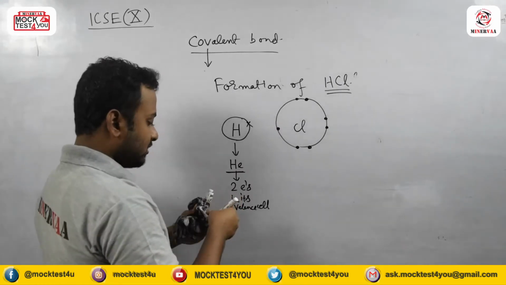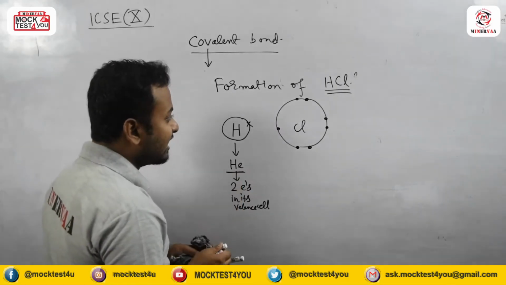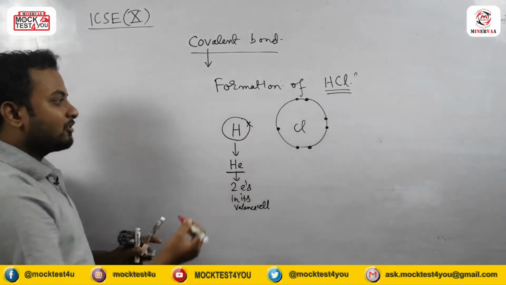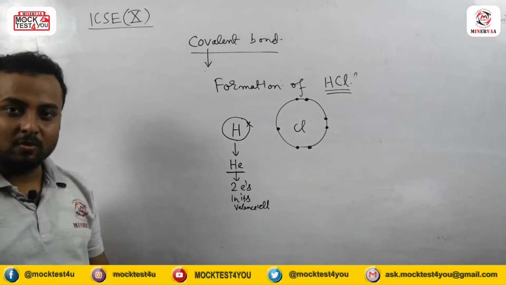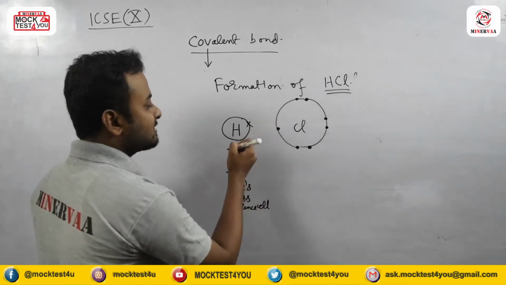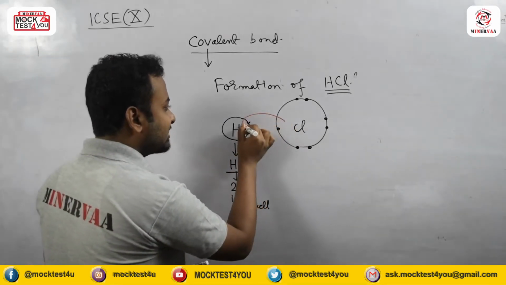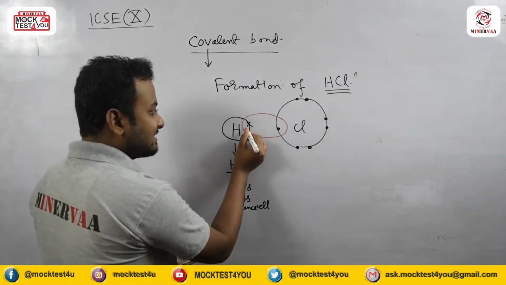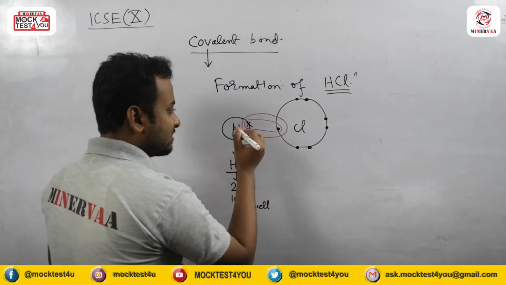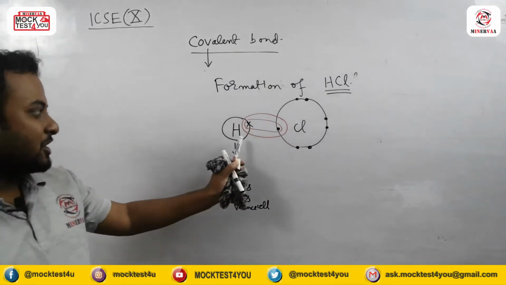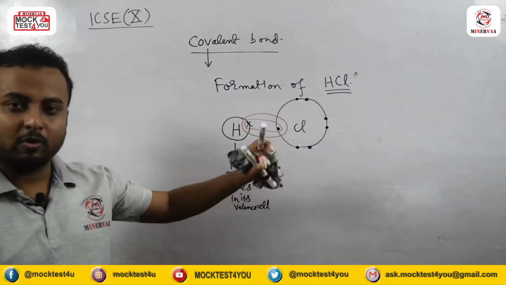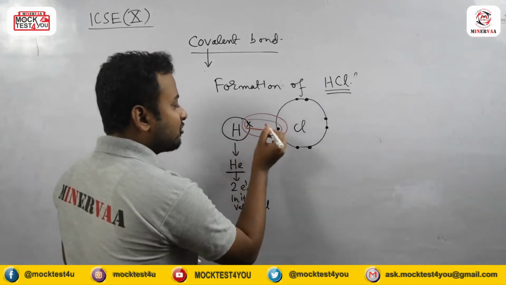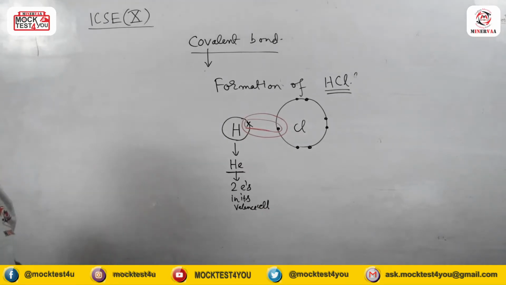So they have a mutual understanding: if you share your one electron, I also will share my one electron with you, and both of us will become stable. This is mutual sharing. So this is a shared electron pair, shared by both hydrogen and chlorine. Due to the sharing of electrons, this covalent bond is formed.